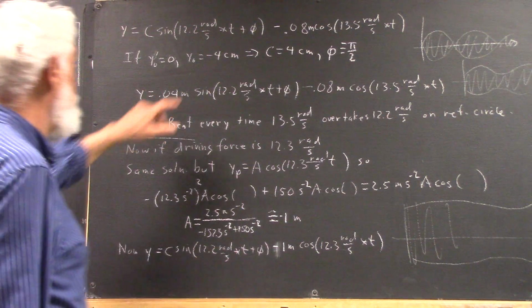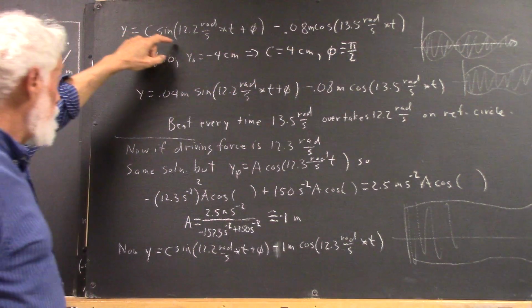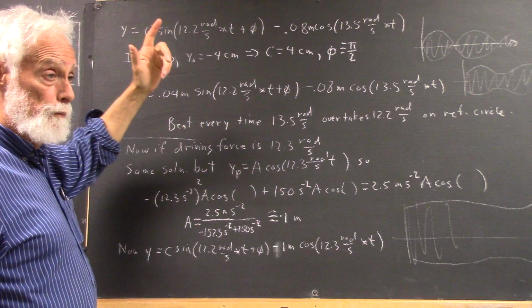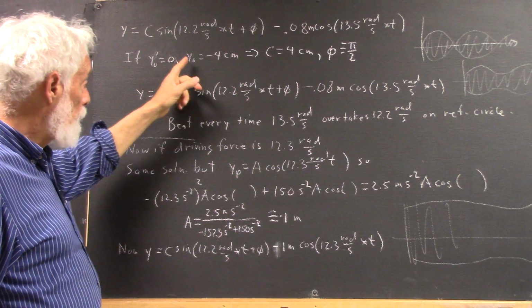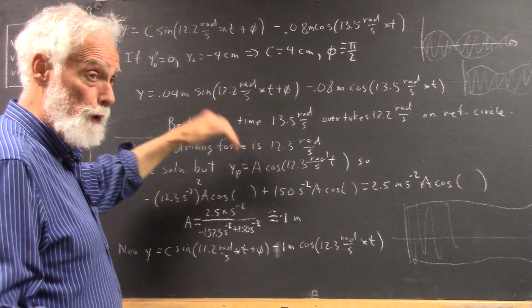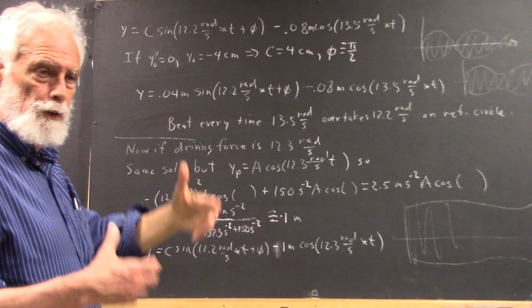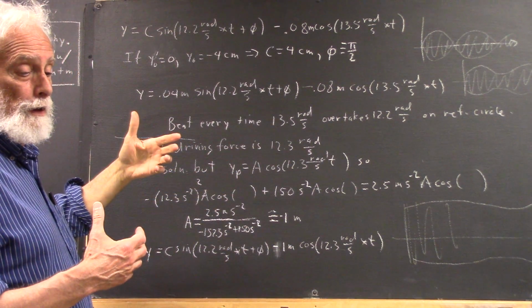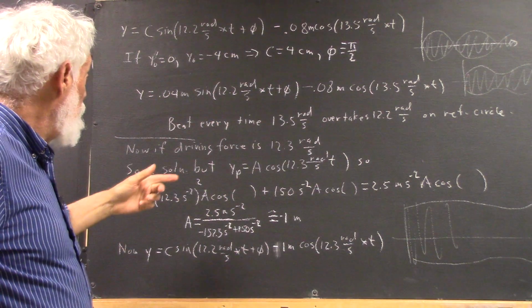Okay, if we combine our characteristic and particular solutions, this is the function that we get. If y of 0 equals -4 centimeters, I should have written y of 0 equals -4 centimeters instead of y sub 0. But if we agree that y sub 0 and y prime sub 0 mean the t equals 0 position and velocity, we're okay.